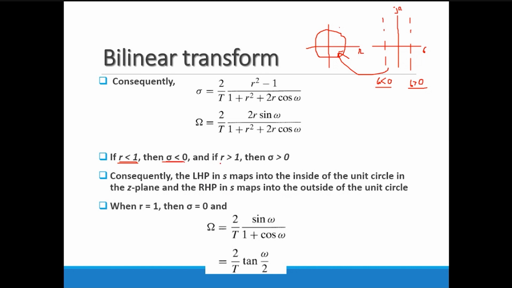So these are the two conditions: when R is less than 1, this term is less than 0. When R is greater than 1, it will be greater than 0. Now we go for this value.